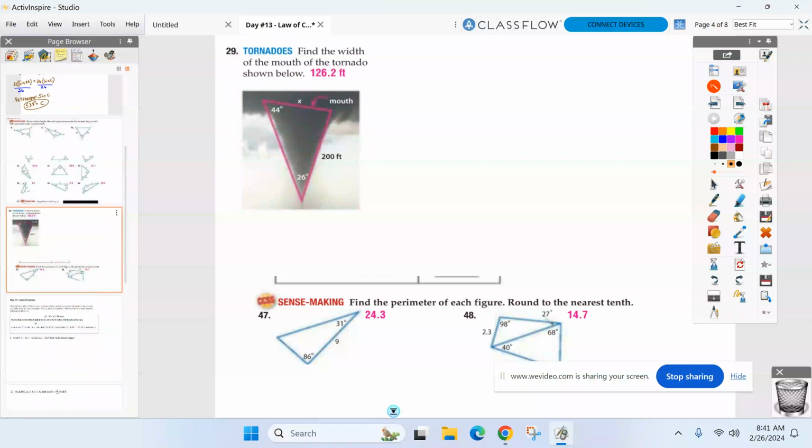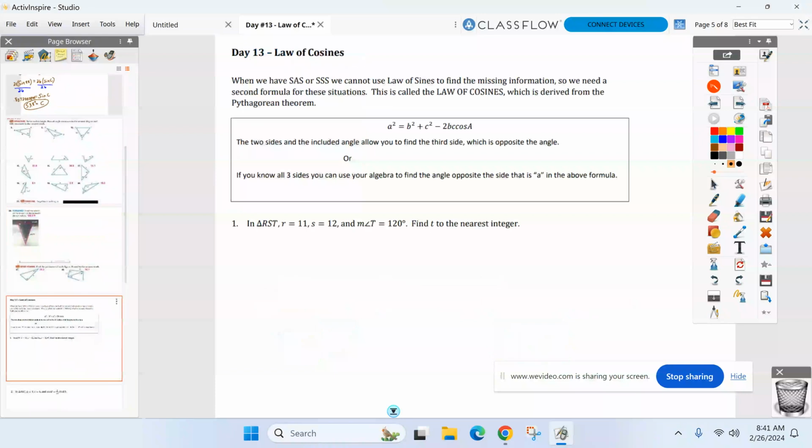Okay, go to day 13 for me now. Go ahead, go to day 13. And why can I not use law of sines anymore? All right, good. Go ahead, set up the first one for me. Set up triangle RST, and we'll talk. Don't try to answer the question though, because it's going to be a little tough. So go ahead, set up triangle RST with the correct sides and angle.